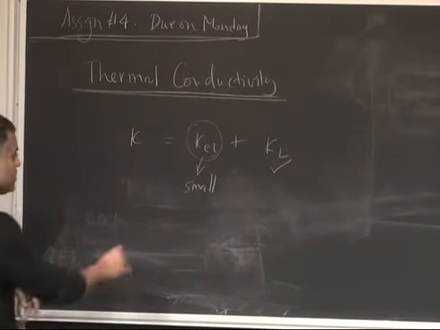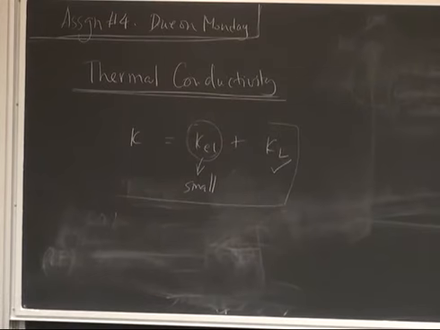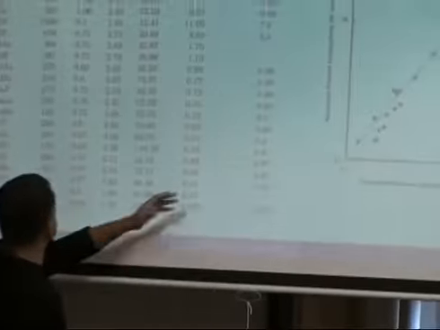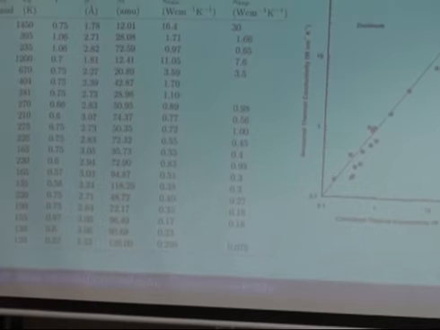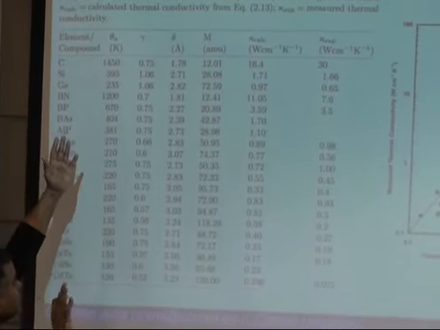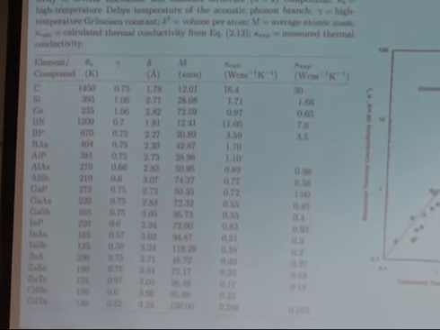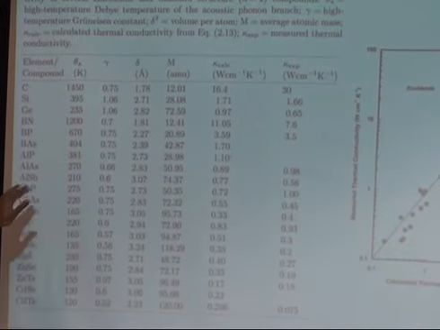Okay, so let's start by looking at this table. There are some other parameters here, but let's not worry about them. We are looking at these numbers, and you can see it's varying over such a wide range. Carbon, which is diamond, it's not graphite, by the way, it's diamond, it's not graphene: 30 watts per centimeter Kelvin. Silicon, 1-ish.